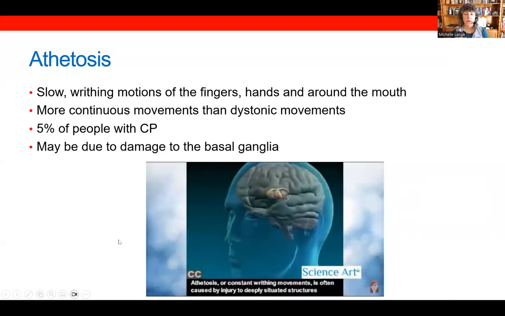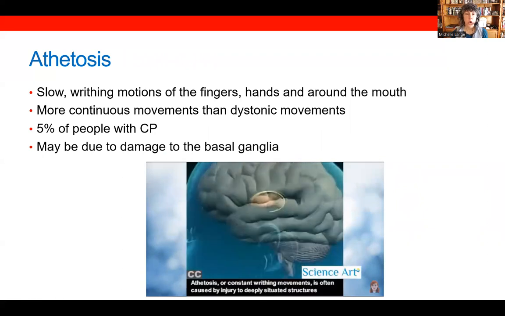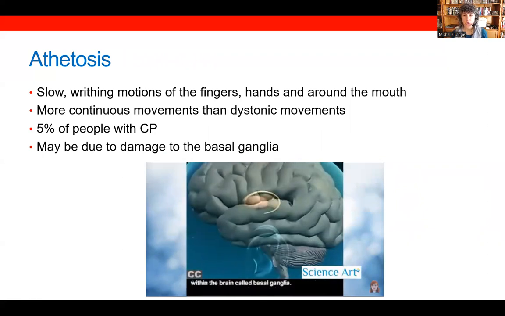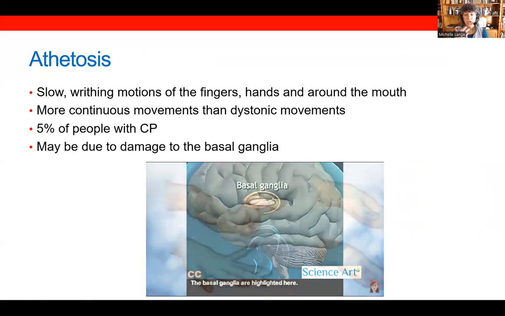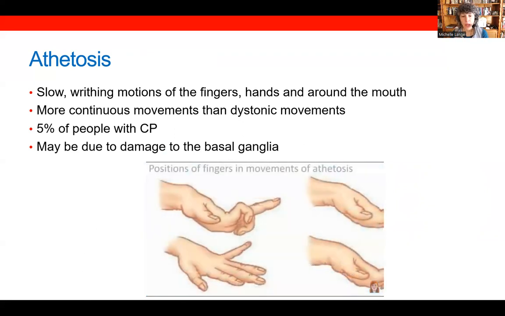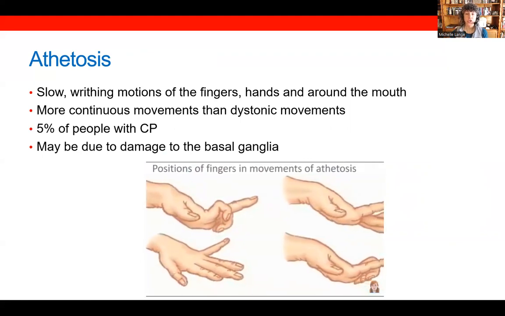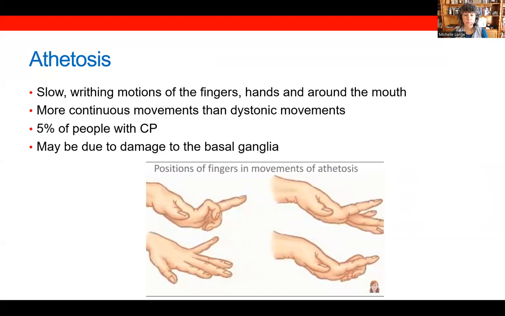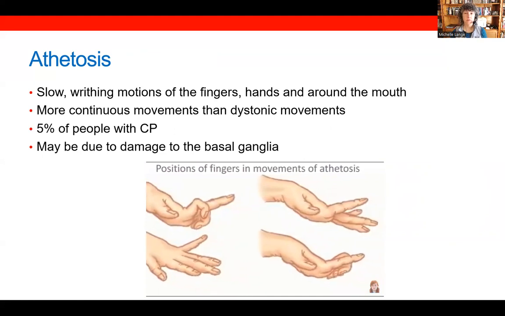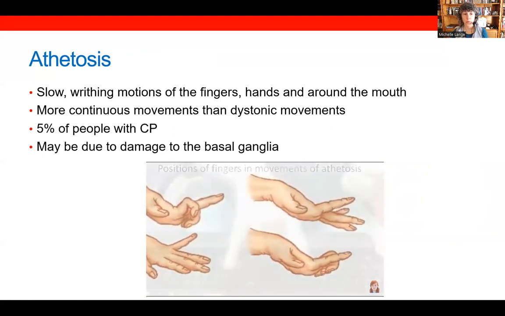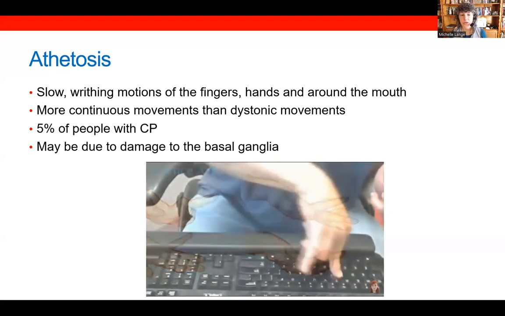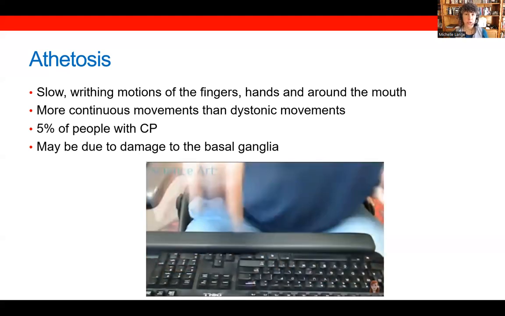So athetosis is a slow, writhing motion of the fingers, the hands, and is often seen around the mouth. It's more continuous than we see in people with dystonia. And this impacts about 5% of people with cerebral palsy and may be due to damage to the basal ganglia.